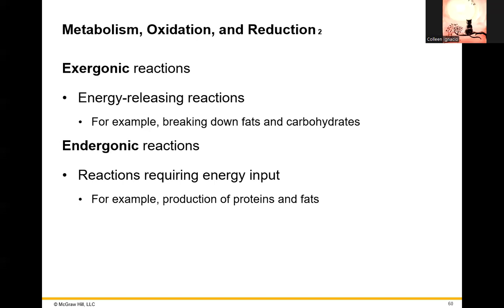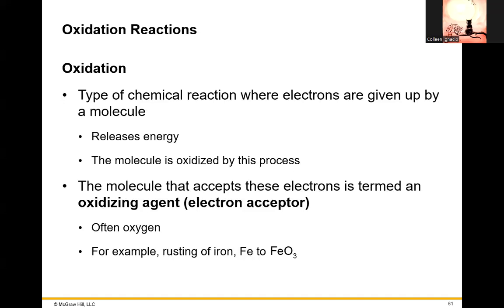Now, there's 2 different kinds of chemical reactions to be aware of. Exergonic reactions, so think release, exoskeleton, it's on the outside. So we are releasing energy. Endergonic reaction is we are taking in, so endo, right, is in. So reactions requiring input. Okay, and so an example of that would be producing proteins and fats. So exergonic, energy releasing, endergonic, energy requiring.